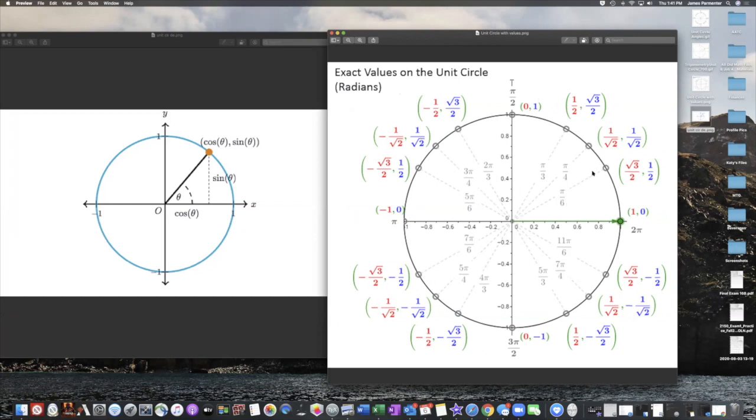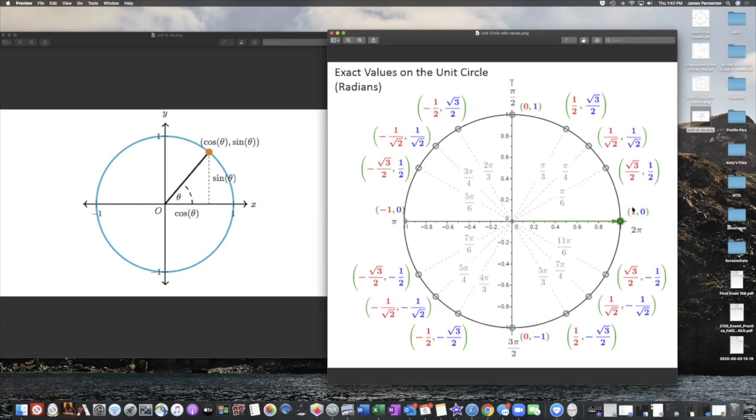So for this angle pi over 6, the x coordinate is √3/2 and the y coordinate is 1/2. So we could use that to say that cosine of pi over 6 is √3/2 and sine of pi over 6 is 1/2. Now, that's not the way I want to do it personally.